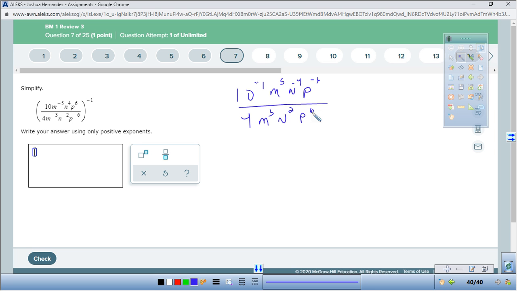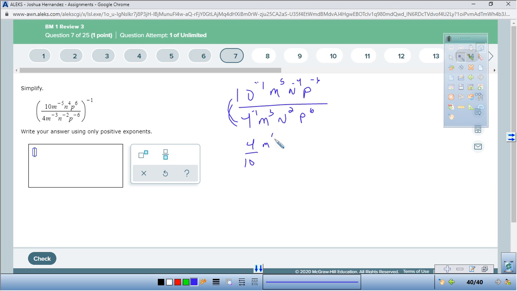Okay, we're going to go with 10. Oh, wait, I forgot to put the -1 here. So basically, those 10 to the -1 and 4 to the -1, they switch. It becomes 4 over 10. This one goes to the top, and this one comes to the bottom. Then we have the m's, okay? We're just going to go ahead and do the m stuff already. We're going to break it up.